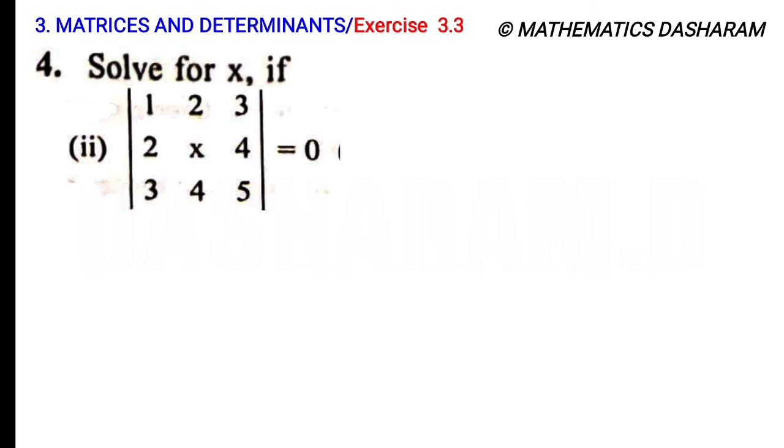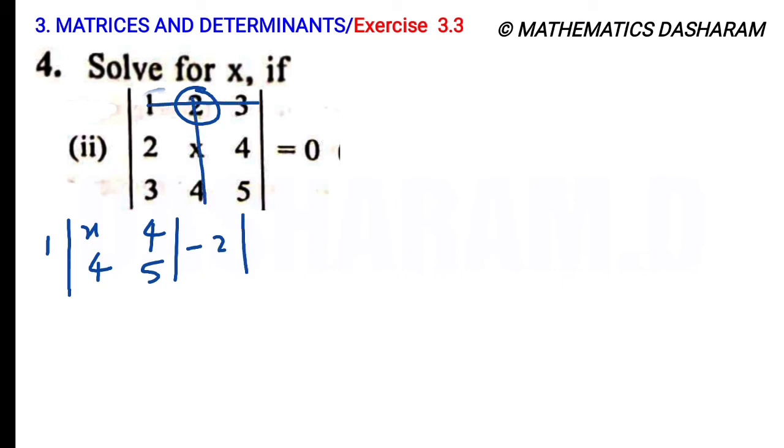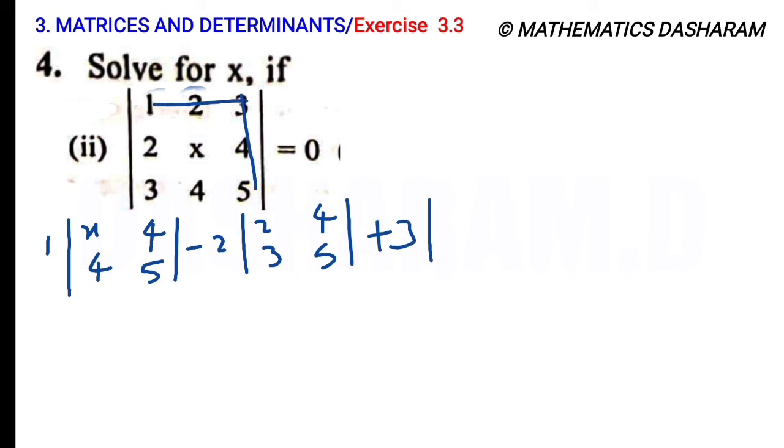Next, second problem: find out the x value, and here the given determinant equals 0. So the first element is 1, so mod, cancel the row and column: x 4, 4 5. Next, the second element is 2, but take minus 2, mod, cancel the row and column: 2 4, 3 5. Next, the third element is 3, so plus 3, cancel the row and column: mod 2 x, 3 4, so it is equal to 0.